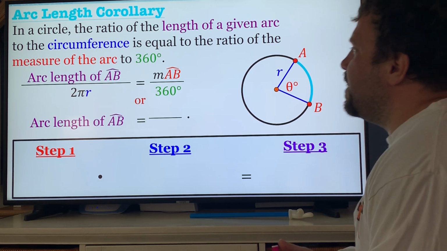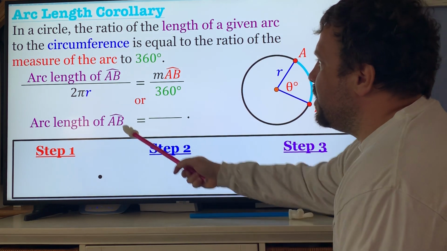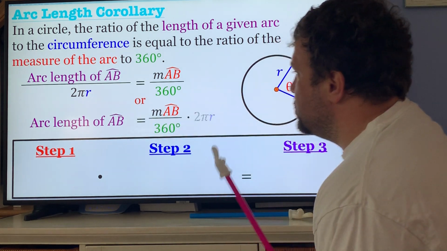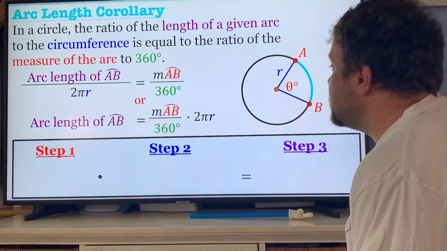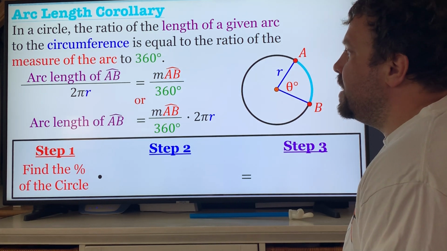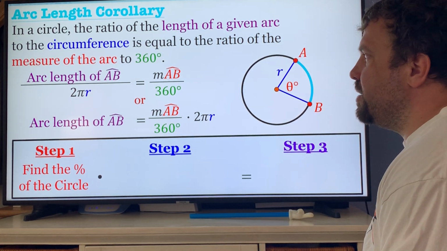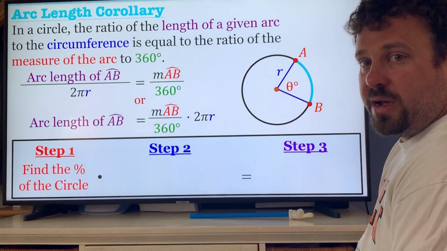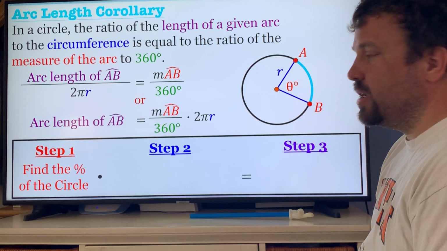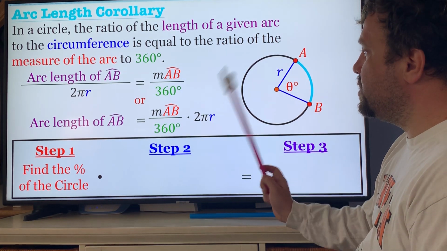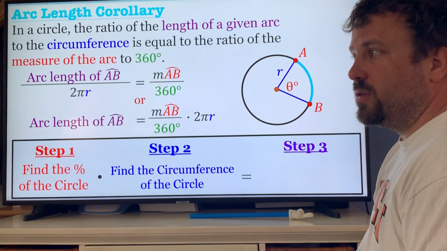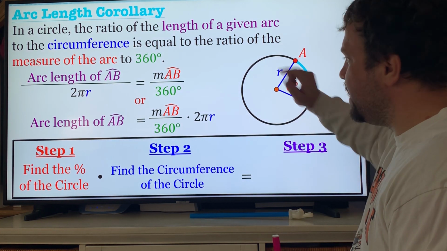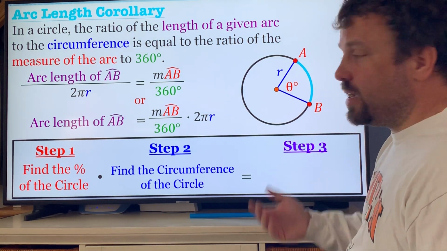All right. Now, you can make this the arc length equals the measure of AB over 360 still, now times 2 pi r. So this is actually a very simple step. Step 1 is to find the percentage of the circle. The way you find the percentage of the circle is you take the angle and you divide it by 360. That gives you what percent of the circle you're using. Step number 2, you're going to find the circumference of the circle. The way you find the circumference of the circle is 2 times pi times radius, or pi times diameter.